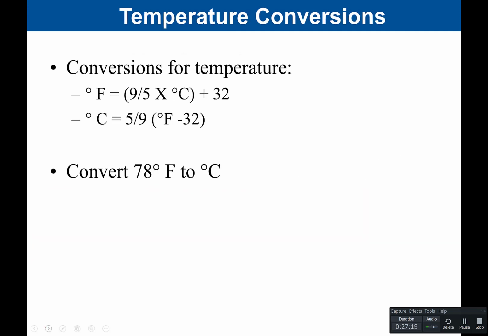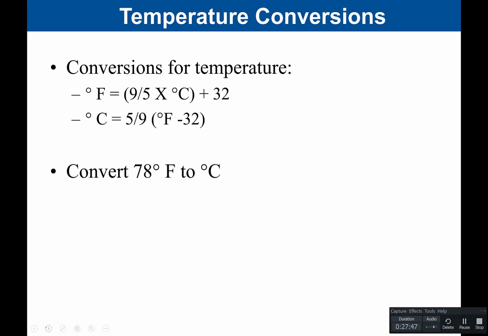Now, if we need to convert between Fahrenheit and Celsius, there are several conversions that can be used. Degrees Fahrenheit is equal to 9/5 times the degrees Celsius plus 32. Or degrees Celsius is equal to 5/9 multiplied by degrees Fahrenheit minus 32.